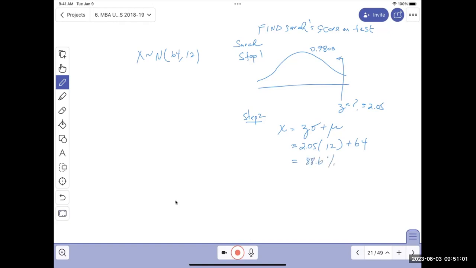Okay, so she got 88.6%, which is what we found on Excel as well. That's her score, not her percentile. So now we divide it by 2, and you get 44.3 as Hayden's score. And what do we do with that?